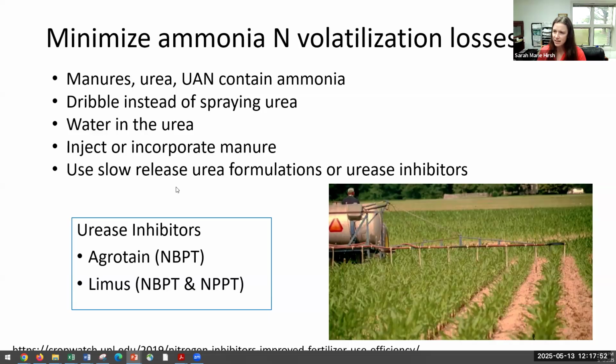The slow release products have a coating on the fertilizer that helps it to release more slowly and allows for less of a risk of volatilization. And the urease inhibitors are actually a chemical reaction that's preventing some of the enzymes from doing that conversion. A couple of them on the market would be Agrotain and Limus, and there are other ones as well. If you get the slides, there's a nice fact sheet about those.